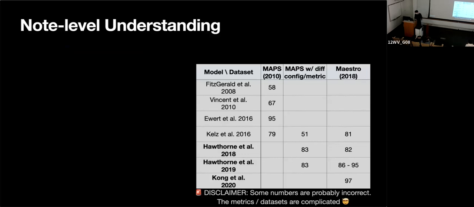And when it comes to the score history, it's not exactly correct because I was totally confused by all the different metrics and ways of evaluation. But what's happening is that before deep learning, like Kelz et al., which is one of the deep learning methods, but 2016 is not. Somehow deep learning was alright, but then with Onsets and Frames, now we are achieving a lot of performance. The most recent approach, the state of the art, is now getting a 97% F1 score for piano transcription, which is amazing.